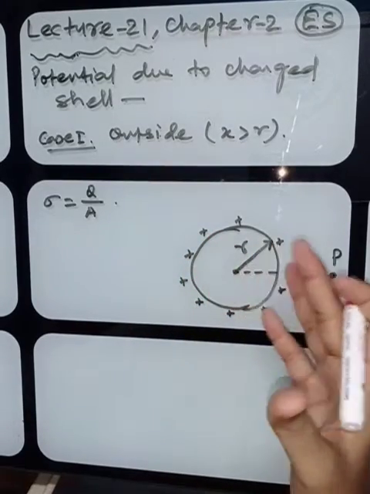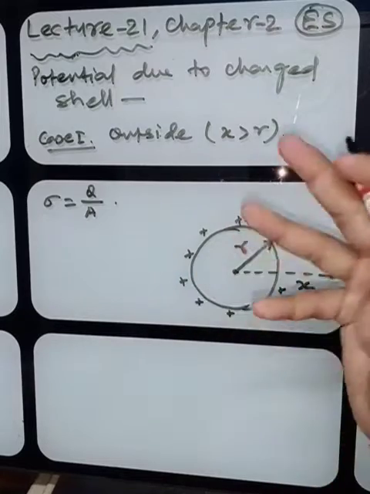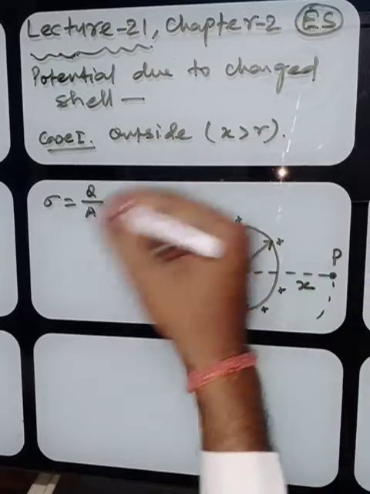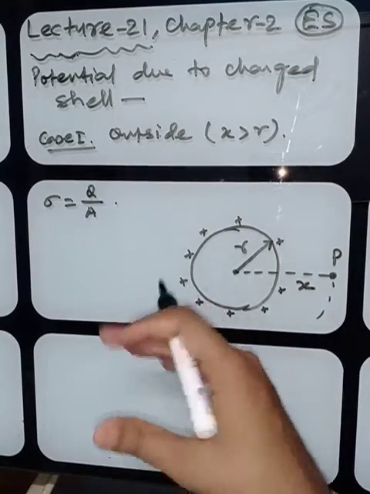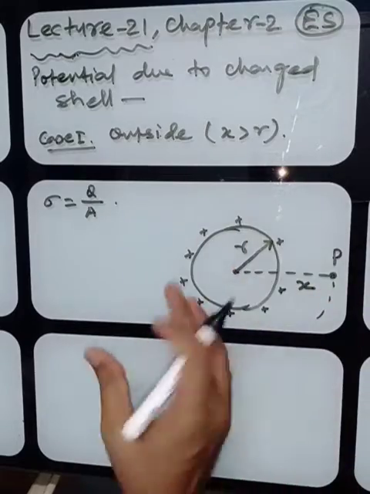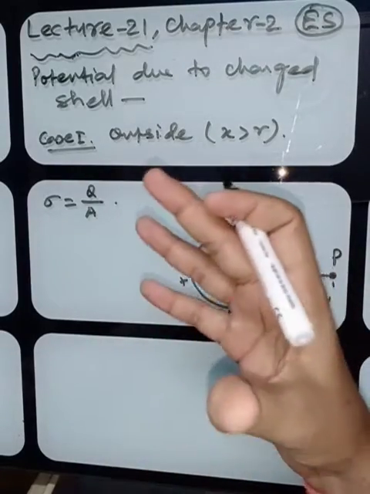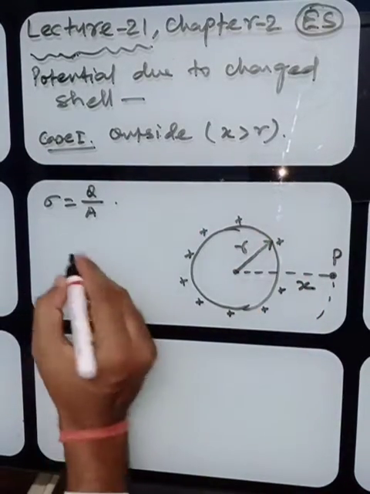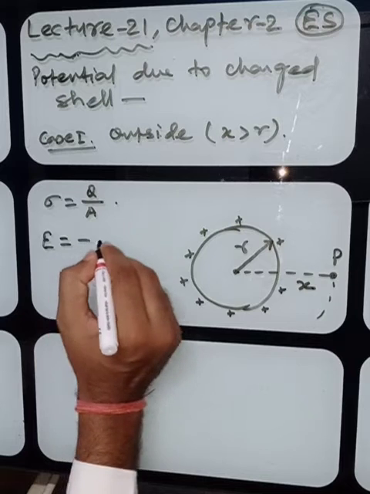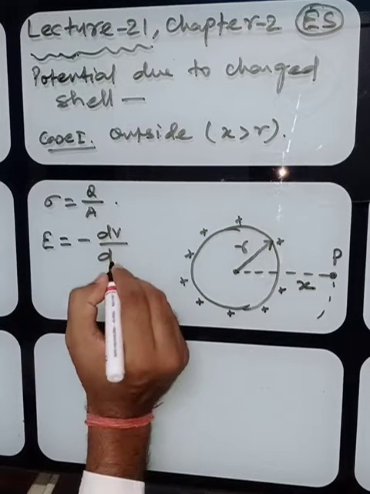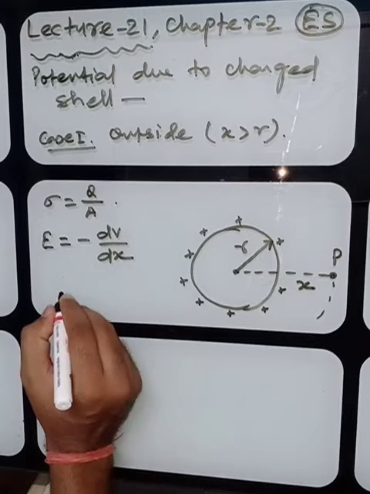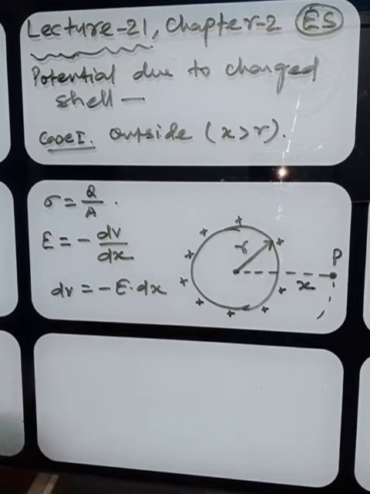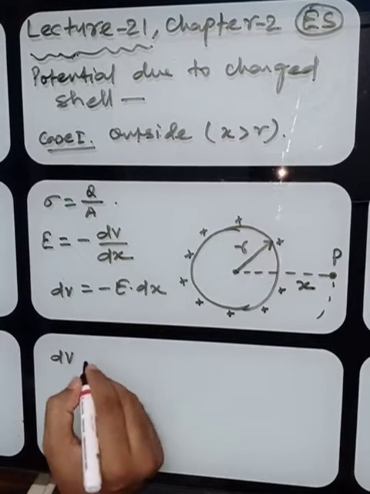How will we solve for the potential? As we have discussed, to find the electric field, we first draw the Gaussian surface and then conclude the electric field. Here we'll use the relation between electric field and potential that we studied in the last lecture. As we know, electric field E is equal to minus dV by dx, or dV is minus E dx, am I right?